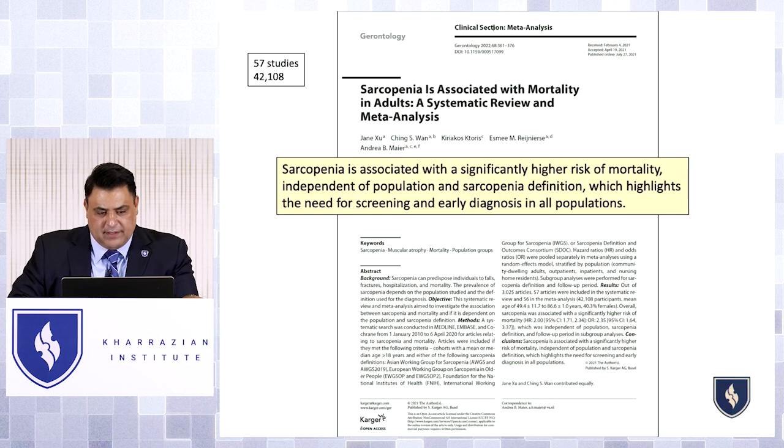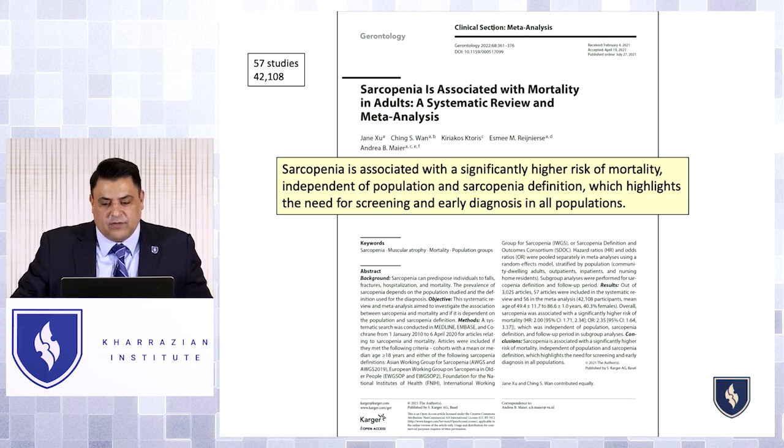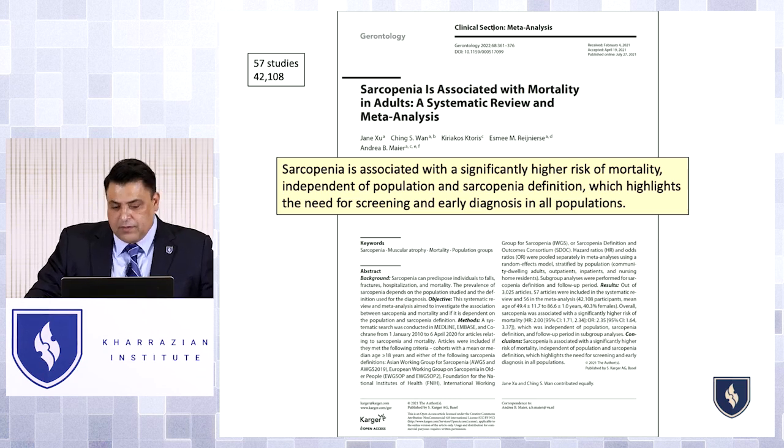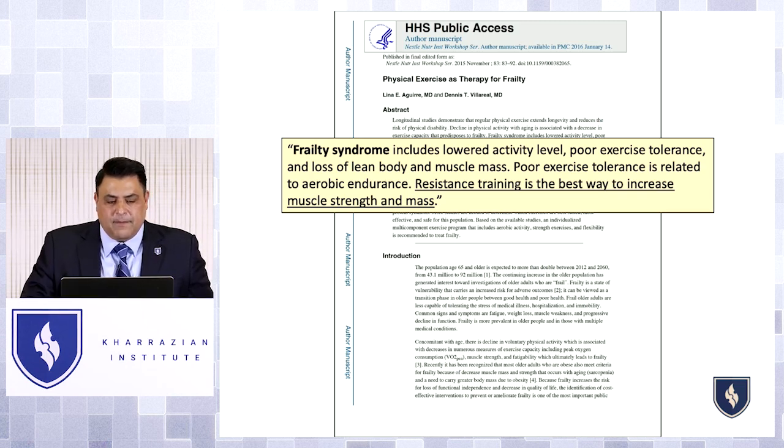of all-cause mortality. This was a study that was published, 57 studies. It was a review and meta-analysis, 42,000 subjects in this analysis. Sarcopenia is associated with significant higher risk of mortality, independent of population and sarcopenia definitions, which highlights the need for screening and early diagnosis in all populations. If you're working with elderly patients, you're going to definitely want to check their muscle strength. When we talk about the evaluation, we'll check for grip strength and different muscle fitness tests to evaluate risk for this.